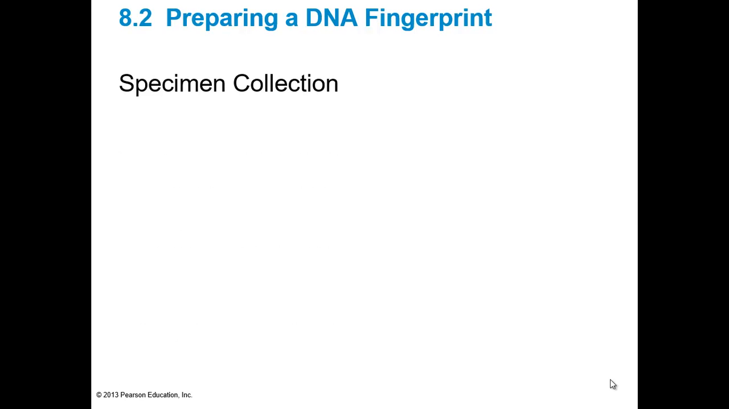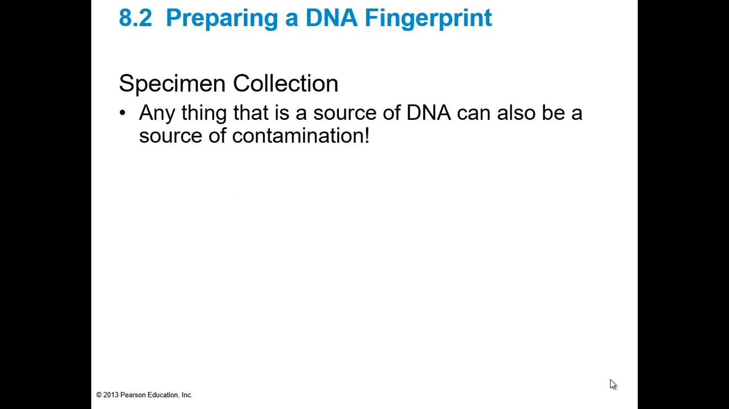Okay, so when we prepare a DNA fingerprint, a lot of this is intuitive, and a lot of this we've covered because you know how to run gels and you know how to do comparative analysis. But to collect a specimen, you have to consider that anything that is a source of DNA can also be a source of contamination. So obviously you want to make sure that the individuals collecting the specimen are not contaminating it with their own DNA.